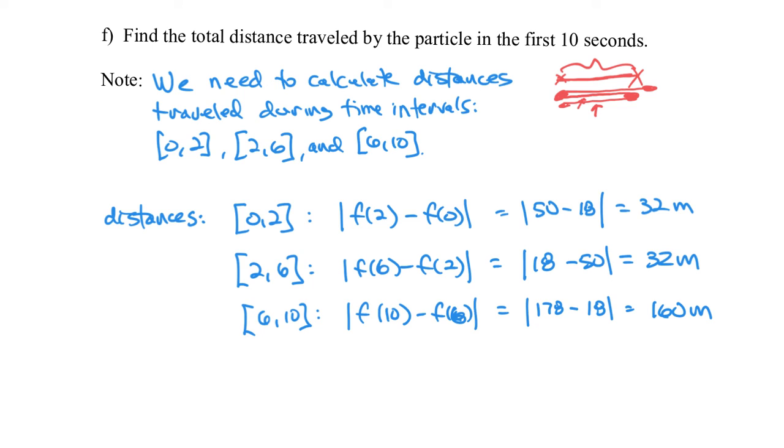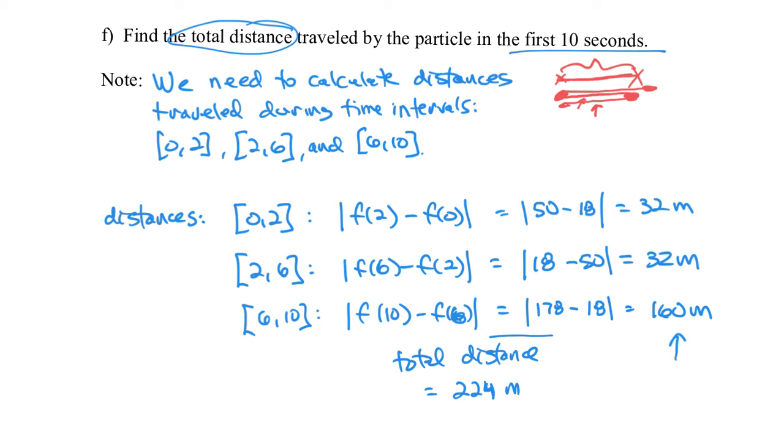Then we want to find the total distance traveled in the first 10 seconds. We just have to add these up. If you add these up, you get the total distance of 224 meters. That is the total distance traveled in the first 10 seconds.